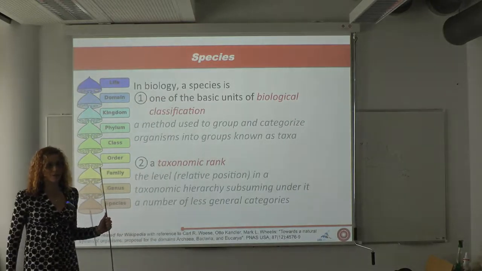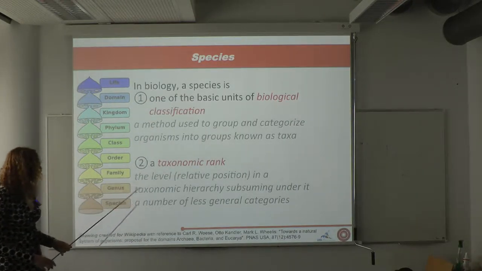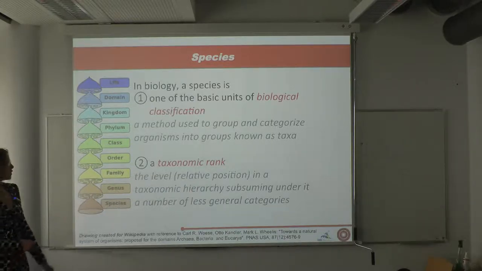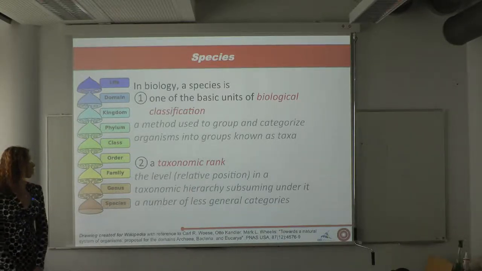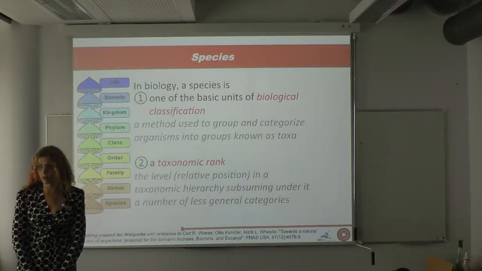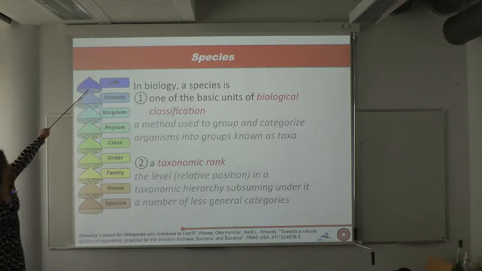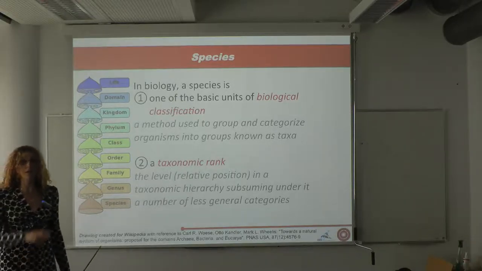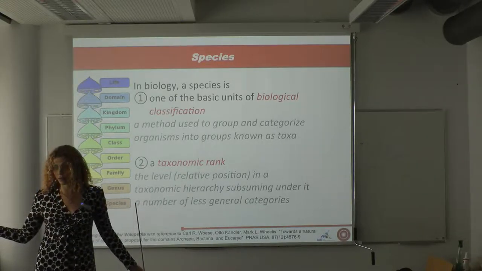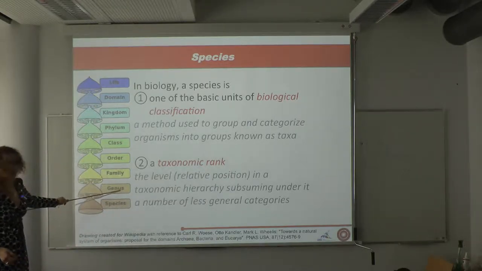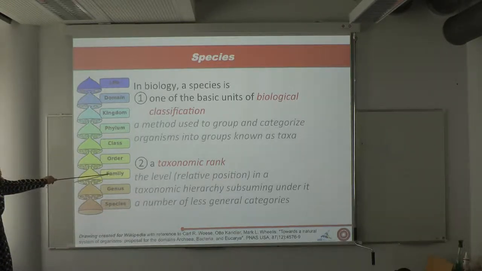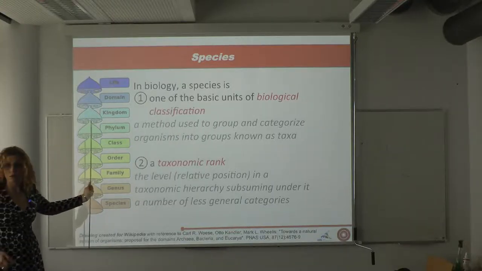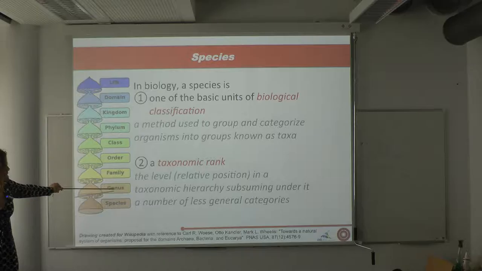So then we get to the taxonomic rank. The taxonomic rank is a little more complicated, but really still very basic. It's the level of the relative position in a taxonomic hierarchy, subsuming under it a number of less general hierarchies, right? So the idea is we start with all of life, then we have domains, kingdoms, phylum, class, order, family, genus, species, and genus, species is what you are getting as the name of the organisms in the end, right? So every two organisms that are in the same genus are also in the same family. Is that clear? Can you repeat this last one? So every two organisms that are in the same genus are also in the same family.